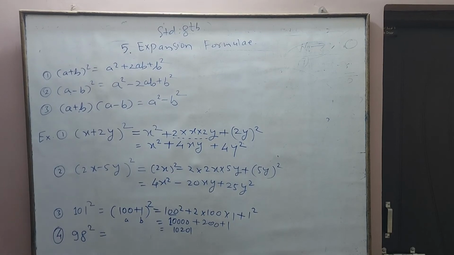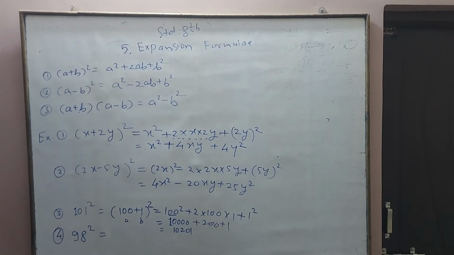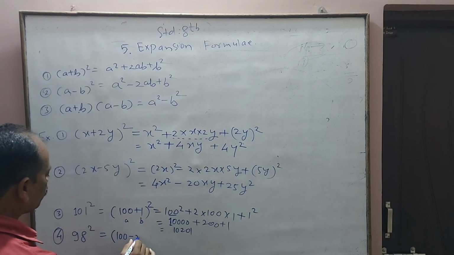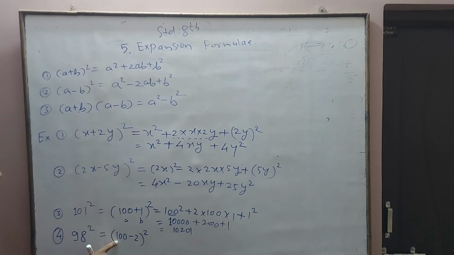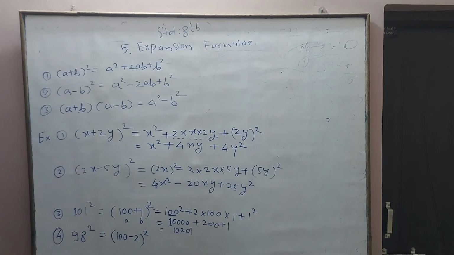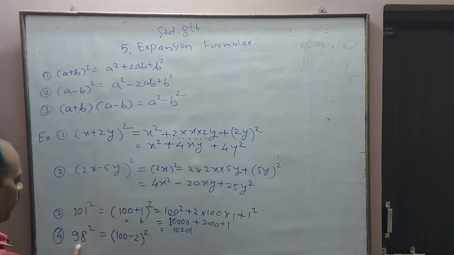Now we see third example. So third example is 98 square. Now 98 is close to 100, but it is less than 100, less by 2. So here we write 98 means 100 minus 2. So 2 less than 100, so it will be 98.